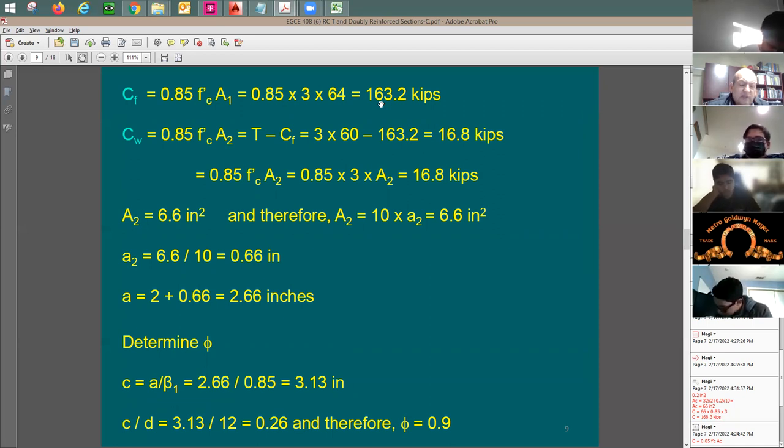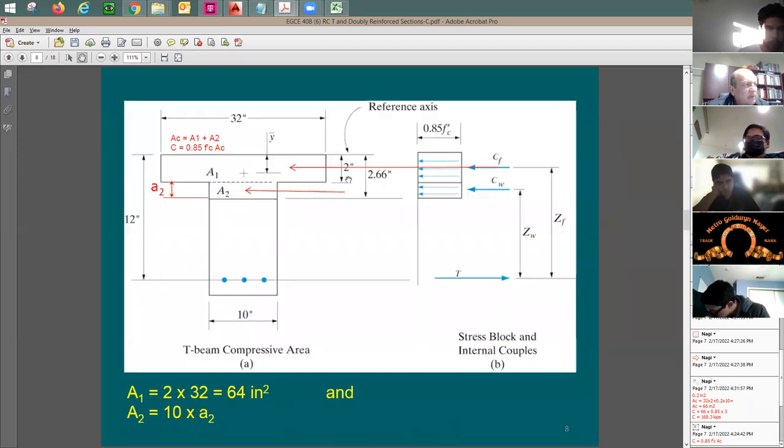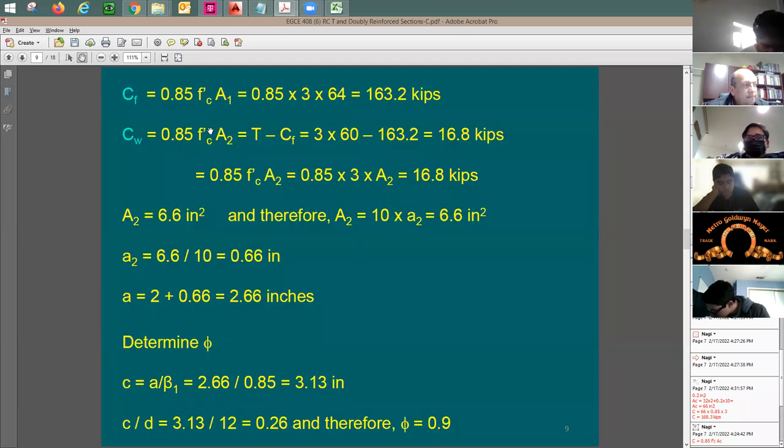How about the force in the web? The force in the web is going to be 0.85 f prime c times A2. What is A2 again? This cross-section area, A2, which is also equal to the big tension force minus the compression force in the flange. Why? Because as we said here, the tension force equals the compression force in the flange plus the compression force in the web. So I can say here, the compression force in the web equals T minus CF.